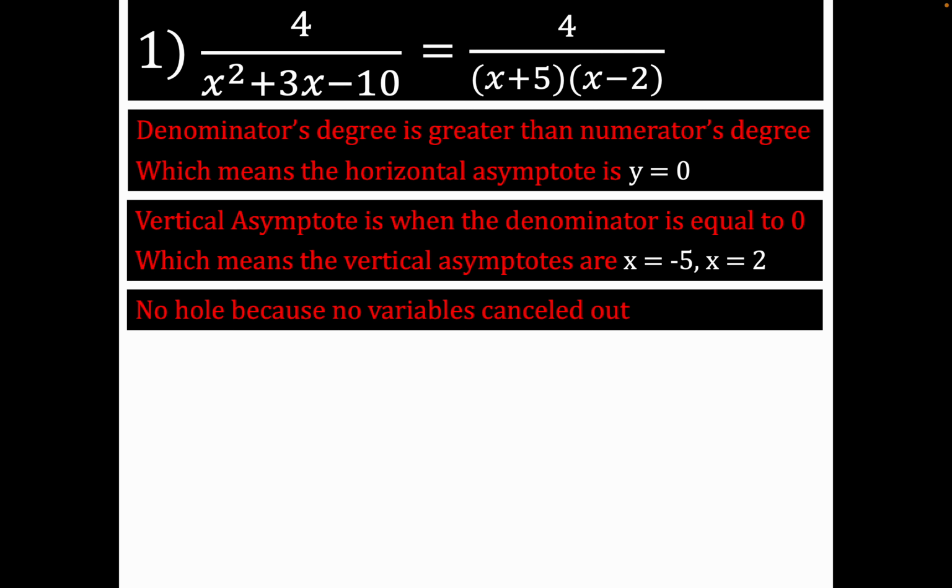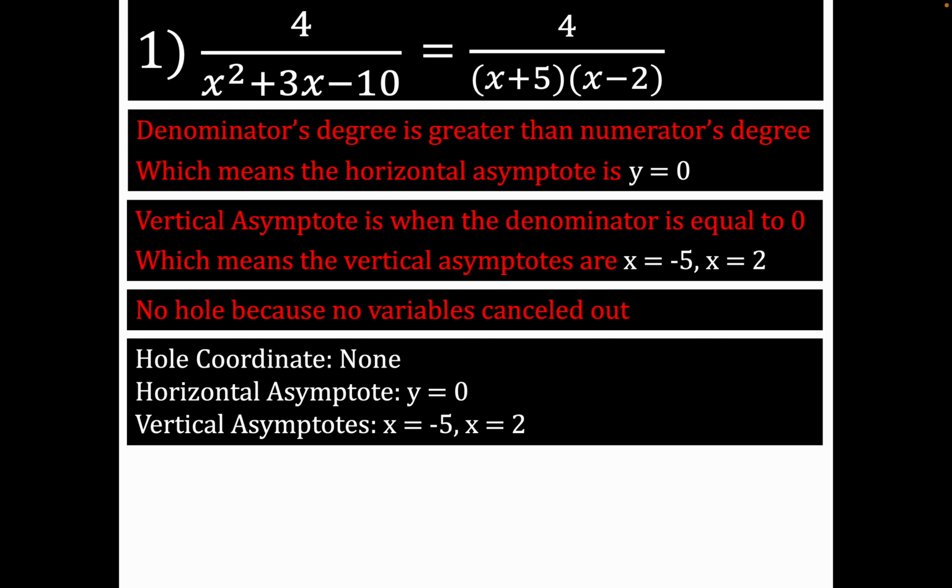There's no hole in this equation because no variables were cancelled out. So this leaves us with the answer of no hole coordinate, y equals 0 as a horizontal asymptote, and x equals negative 5 and x equals 2 for our vertical asymptotes.